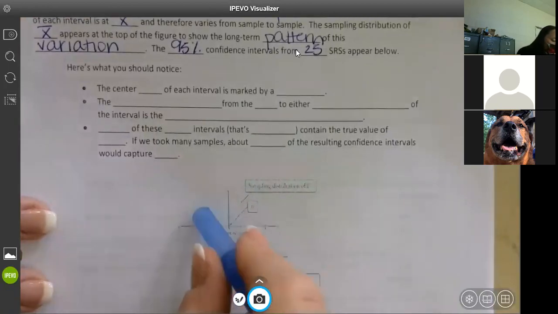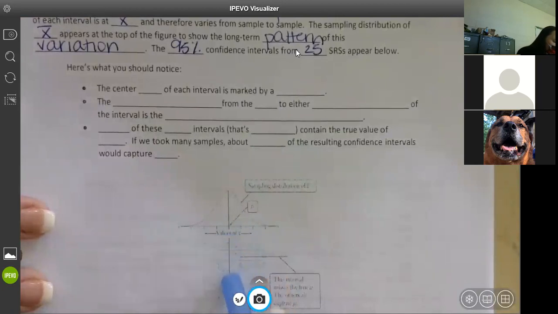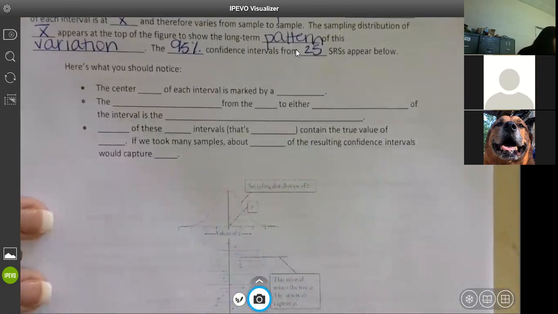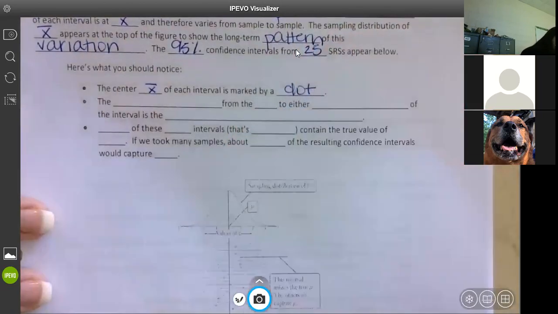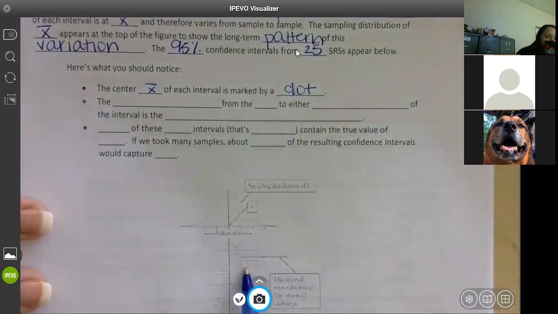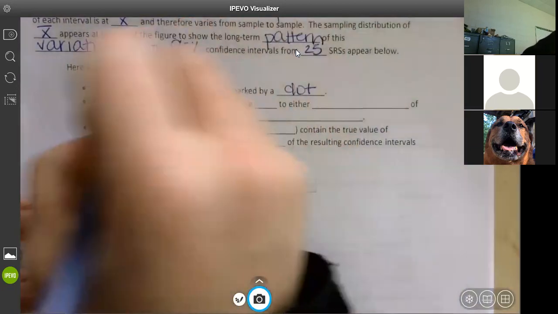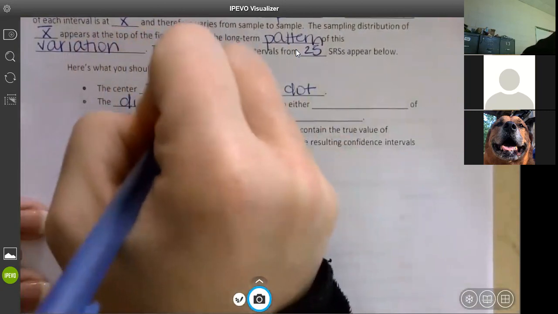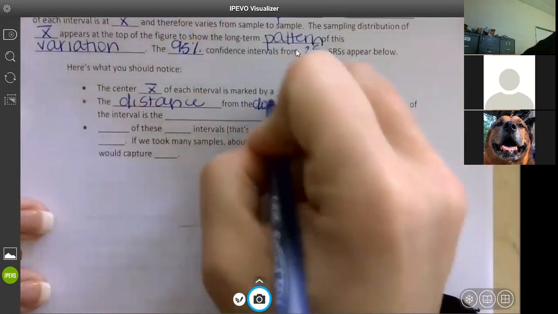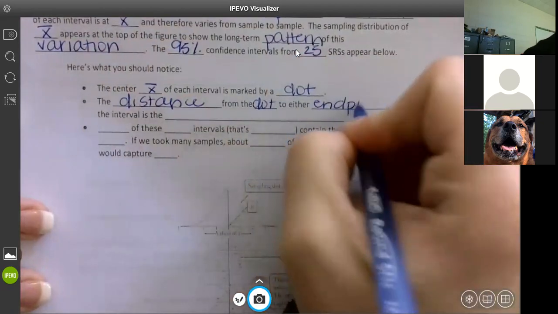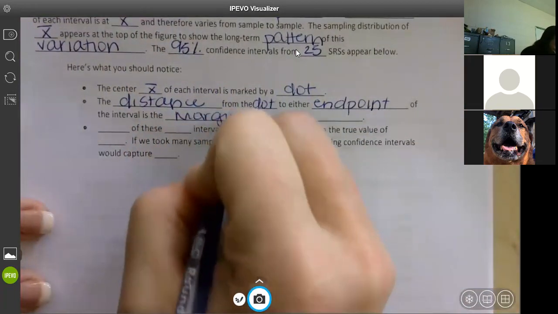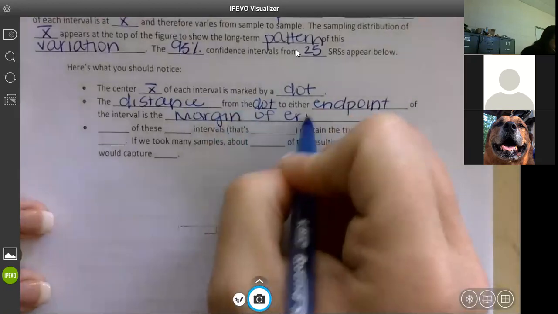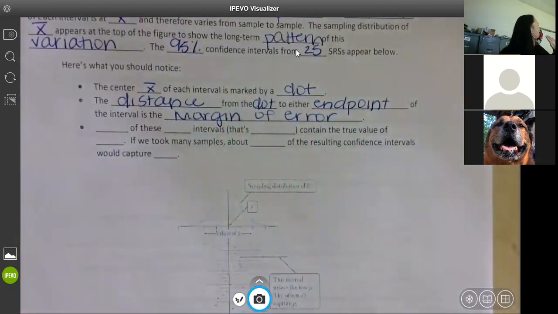So here's the sampling distribution. These are 25 SRSs and the confidence intervals from those samples, okay? The center X bar of each interval is marked by a dot. So you guys can see there's the center of each bar, each dot. The distance from the dot to either endpoint of the interval is the margin of error. Again, you should know that. That's the point estimator, so everything should be equal on either side.